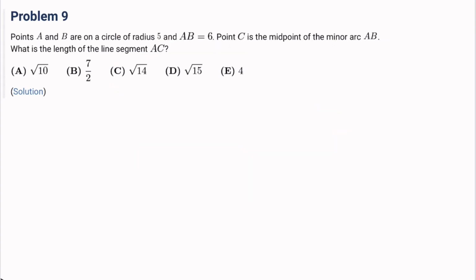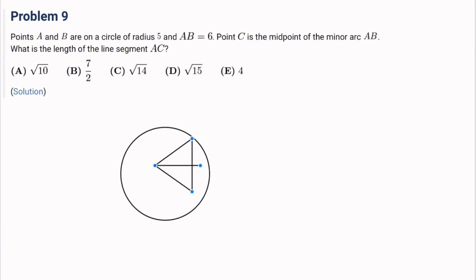Problem number 9. Points A and B are on a circle of radius 5 and AB equals 6. Point C is the midpoint of the minor arc AB. What is the length of the line segment AC? Okay, so first let's say that our circle is this one. We have that circle, and we have points A, B, and C on that circle, right? So those points would connect to look something like this, right? So if we say that this is our center, that's our center, and this is A, and this is B, and this is C.